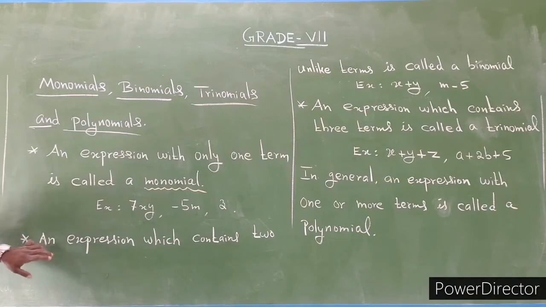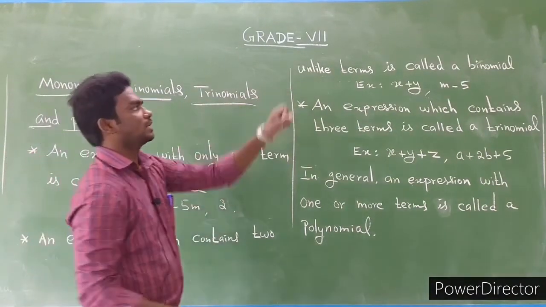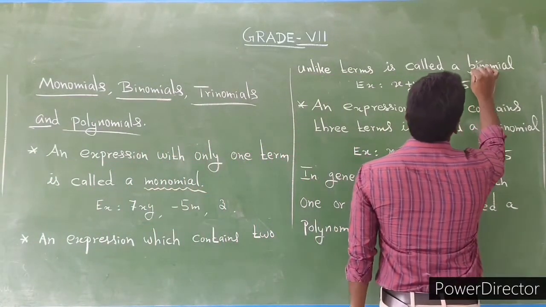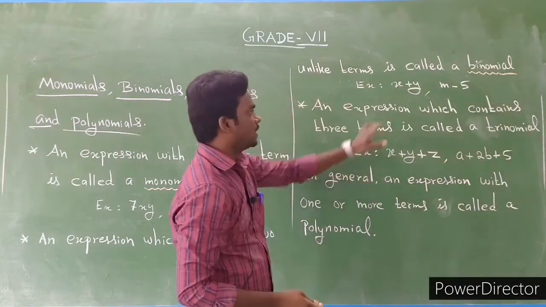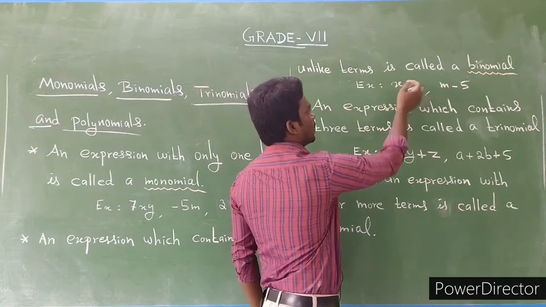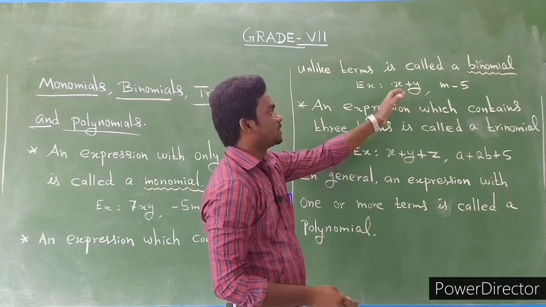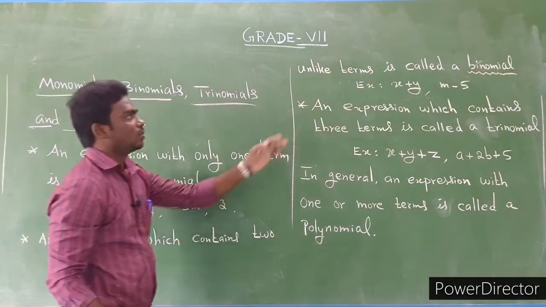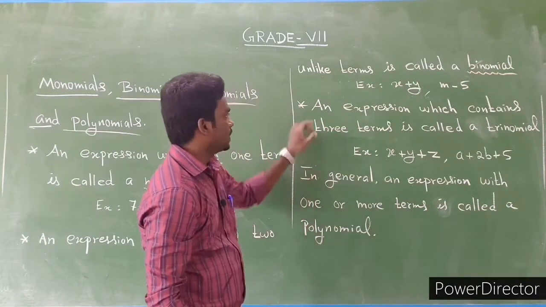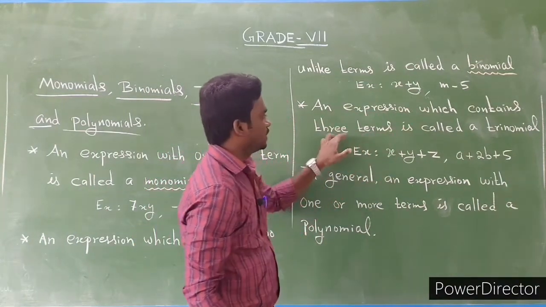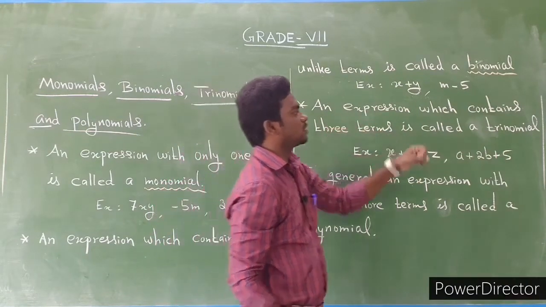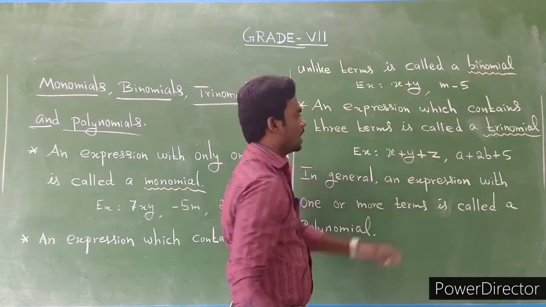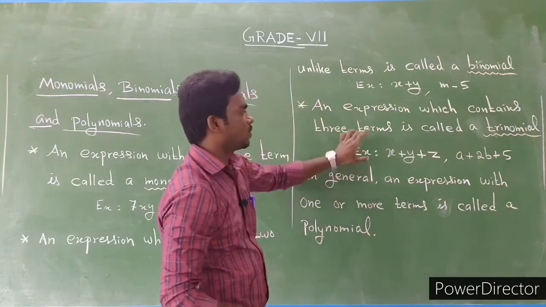Next, what is a binomial? An expression which contains two unlike terms is called a binomial. So for example, x plus y. Here x is one term and y is another term. So x plus y is a combination of these two terms x and y. So an expression which contains two unlike terms is called a binomial. Next, an expression which contains three terms is called a trinomial. So for example, x plus y plus z and a plus 2b plus 5. So this is called a trinomial.